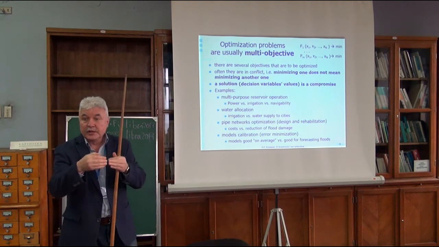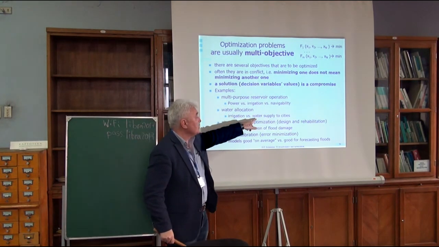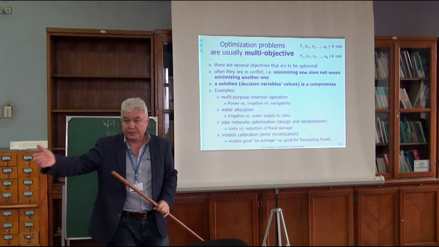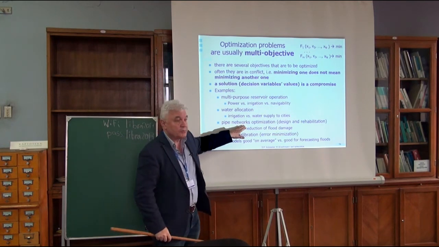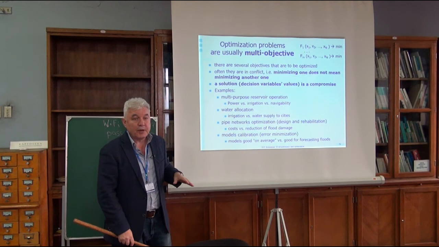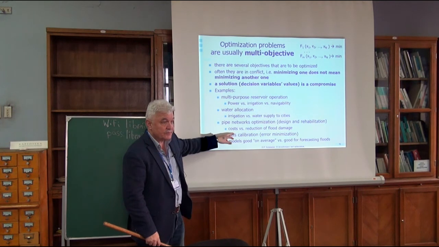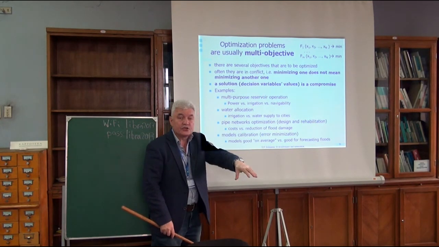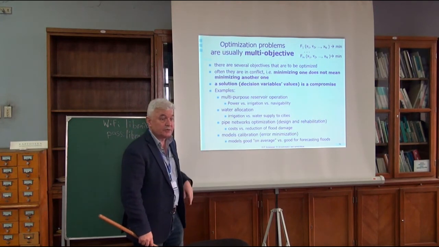Optimal solution for energy could mean bad solution for irrigation and farmers. Water allocation, irrigation against water supply to cities. What is first? Perhaps water supply is first, but then farmers rebel, and so we have again conflicting objectives. Pipe network optimization. You want to change drainage pipes or sewer pipes in a city. It's a very expensive undertaking, but you want to reduce flood damage. Flood damage is also high. So which pipes to dig and change and which not? Optimization problem. Model calibration. Again, also multi-objective optimization.